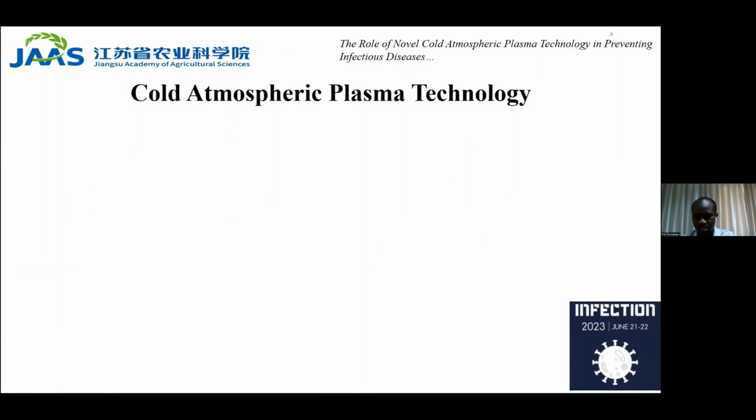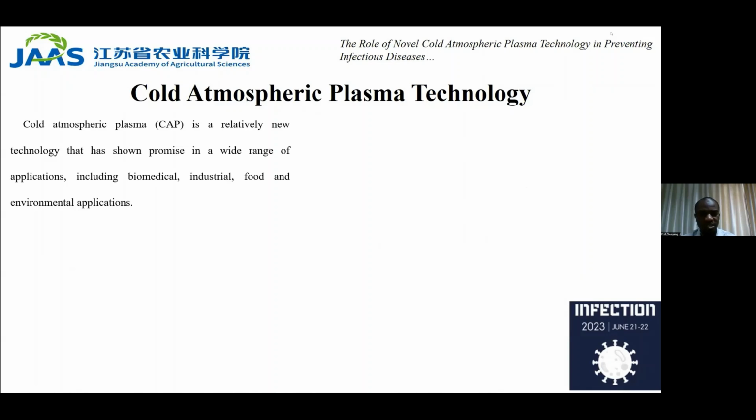What is cold atmospheric plasma technology? Cold atmospheric plasma technology is a relatively new technology that has shown promise in a wide range of applications, including biomedical, industrial, food, and environmental applications.